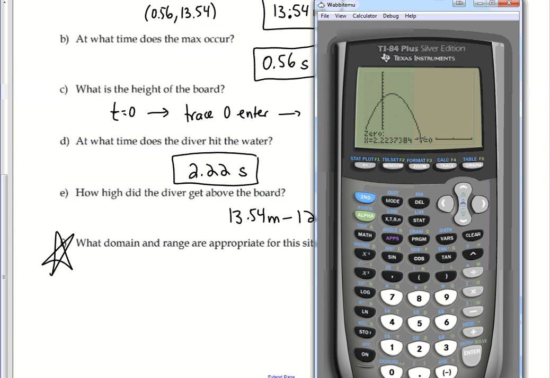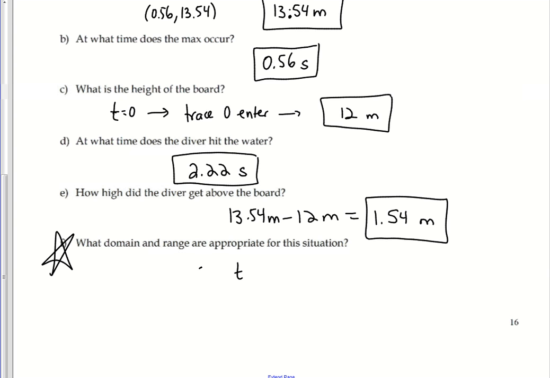Okay, you're thinking of y. So we're doing x. What variable is x in this context? Time. Can you have negative time? No. So we're starting at 0 until when? What's this point? 2.22. So when I write my domain, I can't use x. What variable would I use? T. So t is between 0 and 2.22 seconds.